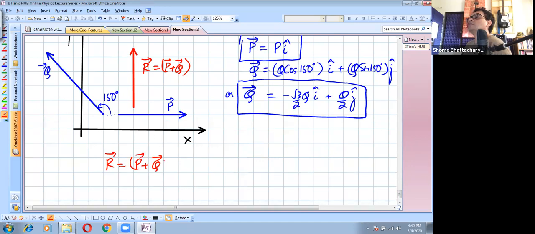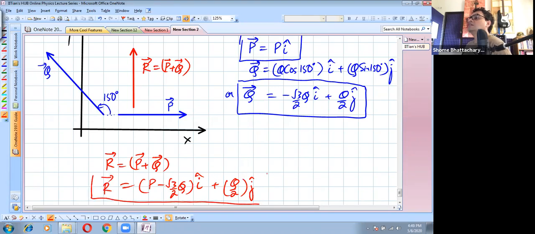So you can see the resultant. Now just add these two vectors in component form. So that becomes how much? This plus this. So that is P plus of minus, so that is minus root 3 by 2 Q I cap, plus 0 plus Q by 2. So that's just Q by 2 J cap. So this is the resultant.